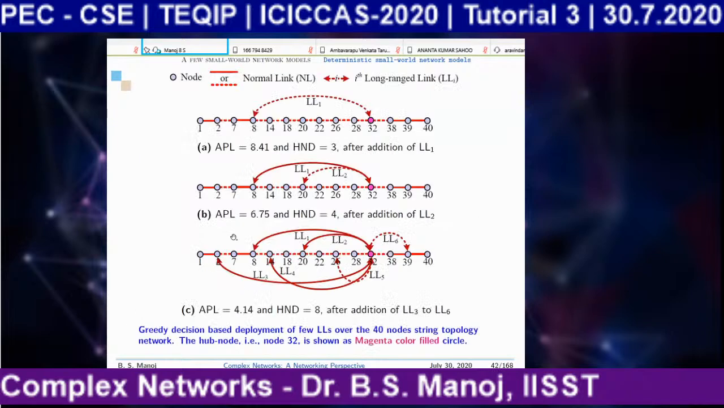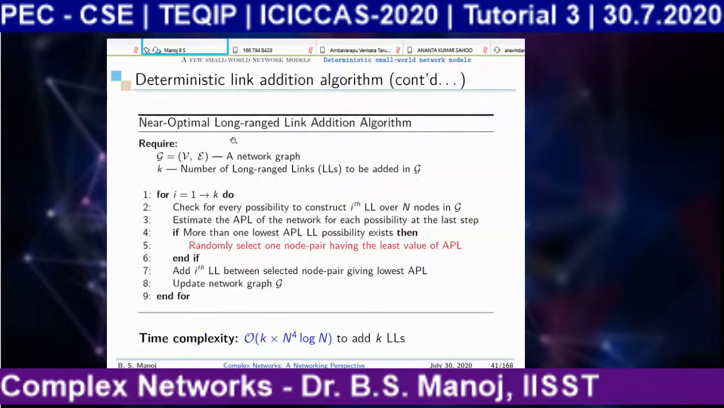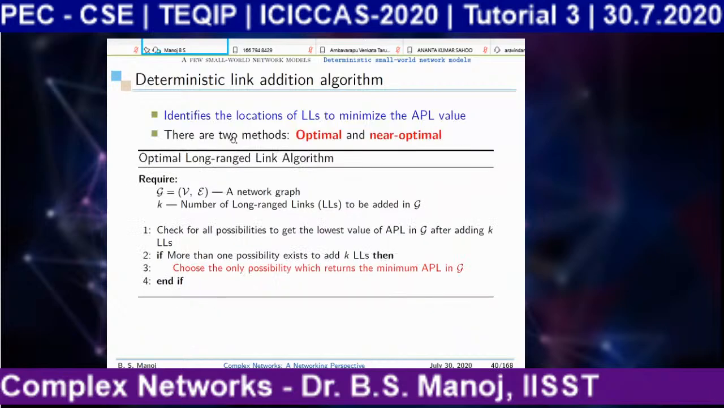Now, an example of that is here. For example, just for the previous case of link addition, we now try to add this long link such that the APL is lowest. If you look at the previous example, the first long link was added randomly here.